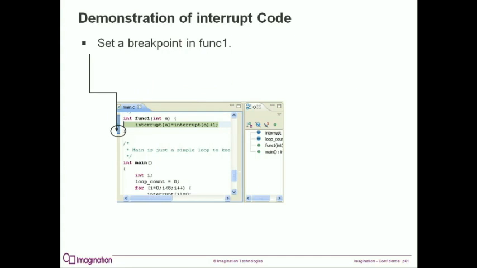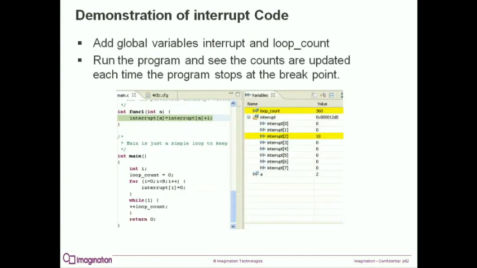Select a breakpoint in the func1 function. Here I added the global variables to the variable window and ran to the breakpoint 10 times. I observed the loop count of 360.